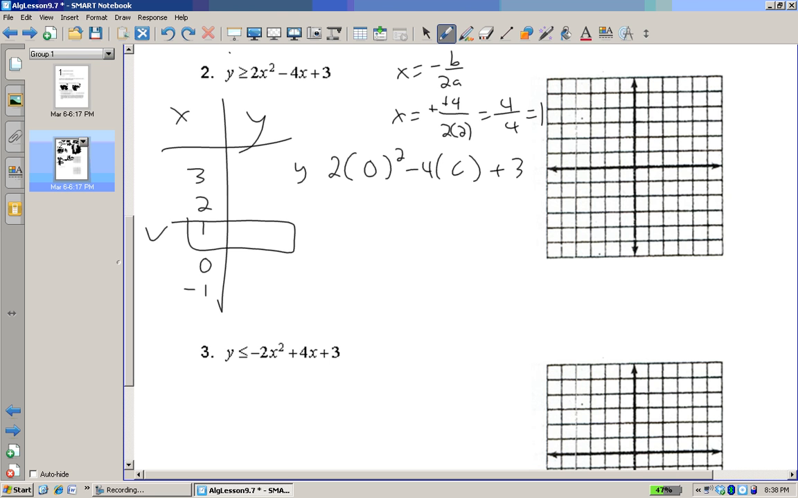0 is very, very easy to work with. This is 0, that's 0, plus 3 is 3. That was easy.